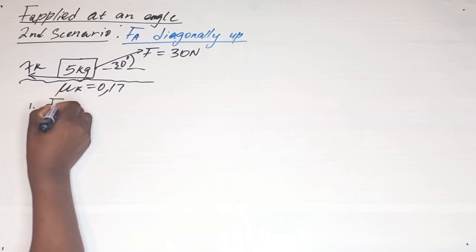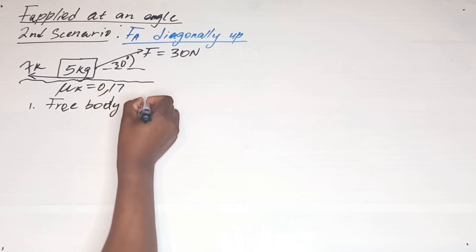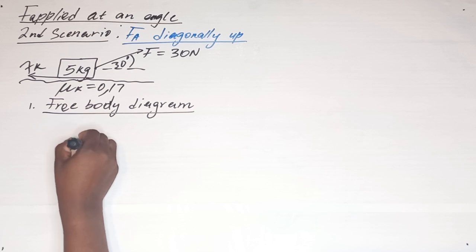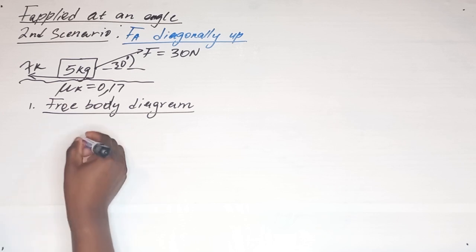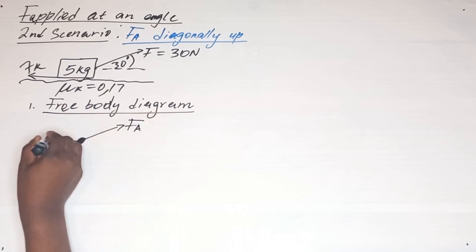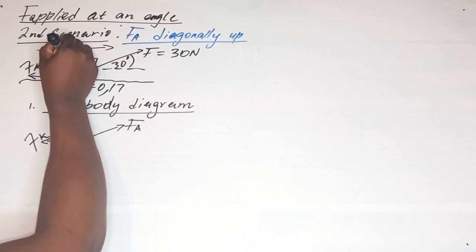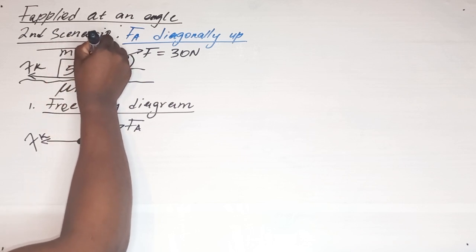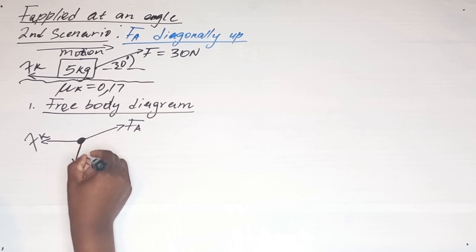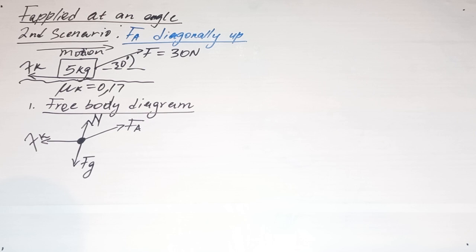First of all, let us look at the free body diagram. You may notice we always use a dot to represent the body in a free body diagram. We still have F applied, but now it is at an angle. We still have our kinetic frictional force, because the object is moving. The motion of the object is still going right. We still have the force going down, which is our weight or gravitational force, and going up, we still have our normal force.